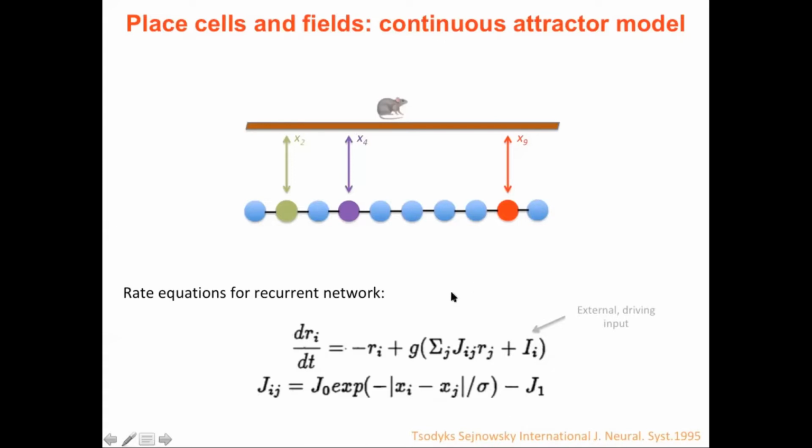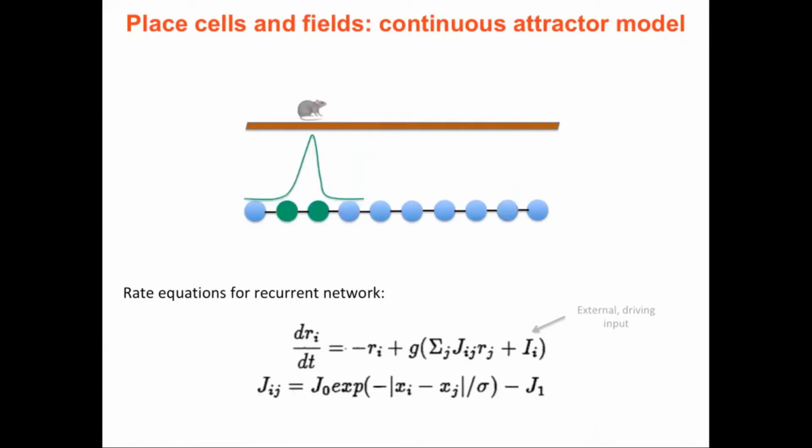So if you have short-range excitation and long-range inhibition, what is going to happen is that a bump of activity will be created, which means that the cells which are active together at the same time will code for positions which are close to each other, because they will strongly support their own activity by this short-range excitation. And on the opposite, they will inhibit the cells which are coding for positions which are further away.